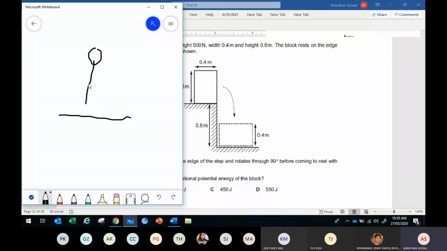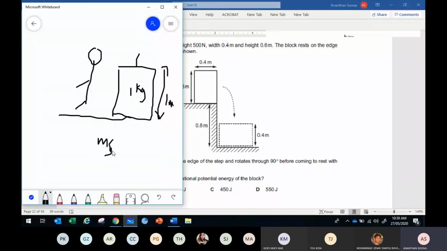Let's say you stand here. You have a block. There is a block, a uniform block. Height is 1 meter. It's a cube. So height is 1 meter, width is 1 meter, length is 1 meter. The weight is, let's say, 1 kilogram. What is the potential energy possessed by this body?